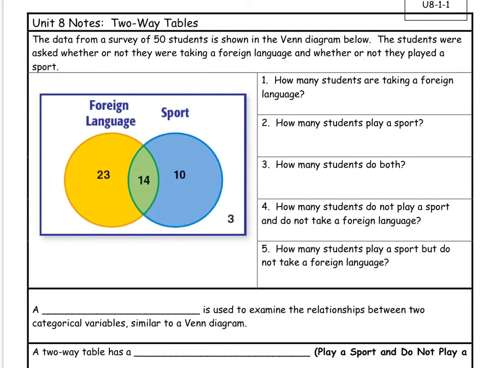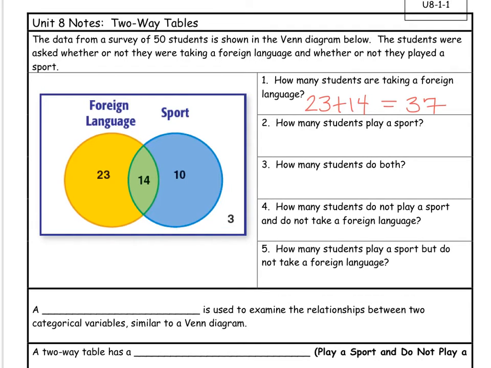The data from a survey of 50 students is shown in this Venn diagram below. In this Venn diagram, the students were asked whether or not they were taking a foreign language and whether or not they played a sport. So looking at the Venn diagram, how many students are taking a foreign language? This yellow circle right here tells me how many students are taking a foreign language, and that would be 23 plus 14, and 37 students are taking a foreign language.